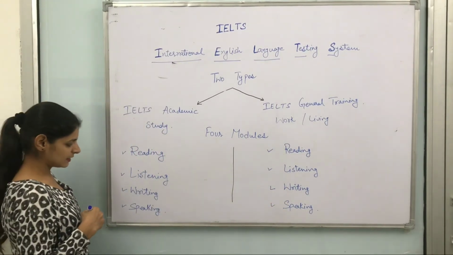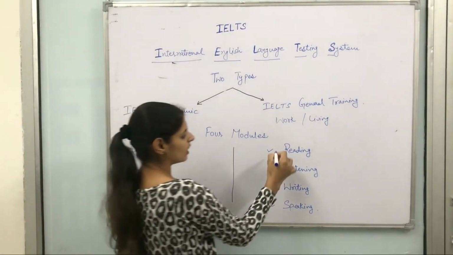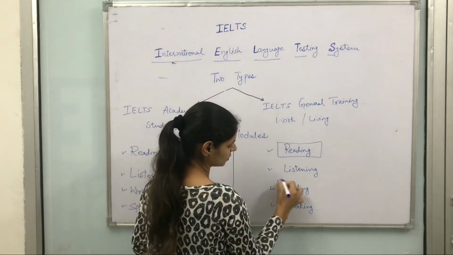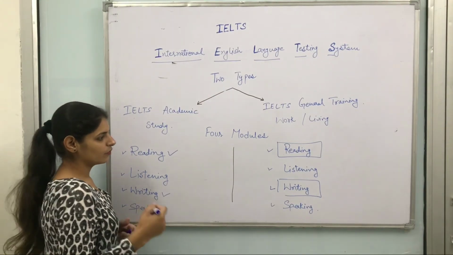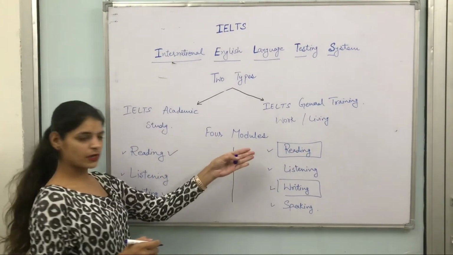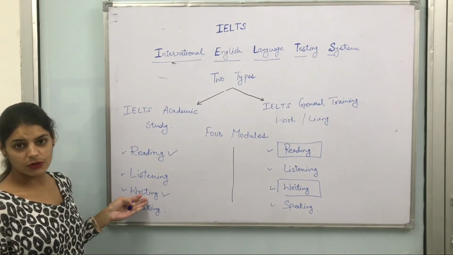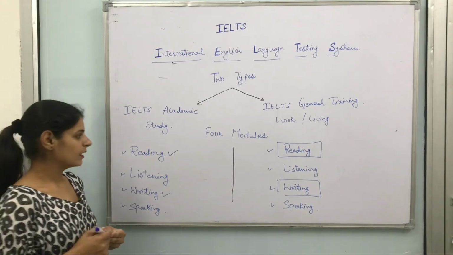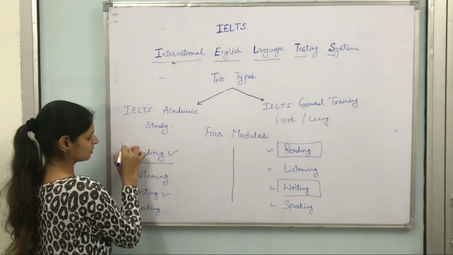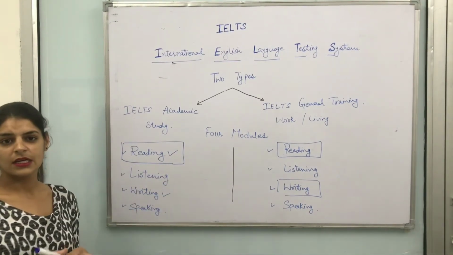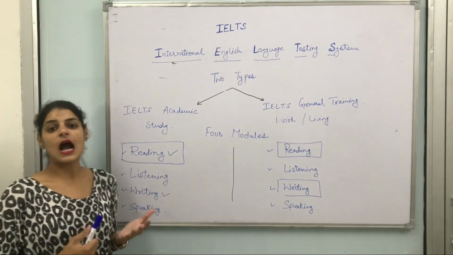But the case is this: the reading module and the writing module are both different in the General Training test, right? The whole reading is very different from Academic, and the whole writing is very different from the writing of Academic, right? Okay, so in the next video I'm going to discuss the reading module thoroughly, so that you understand what the reading module is and how to attempt the reading.